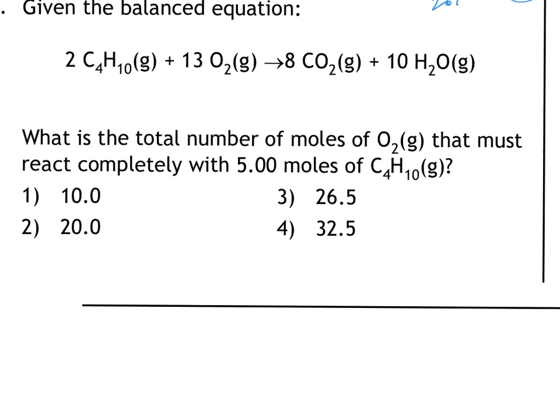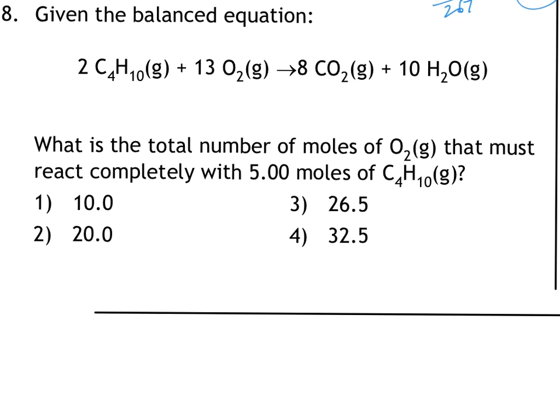All right, so let's try this next one. Given the balanced equation, which states that 2 moles of butane are combusting in the presence of 13 moles of oxygen to produce 8 moles of carbon dioxide and 10 moles of water. We want to know the total number of moles of oxygen that must react completely with 5 moles of butane. Now currently we have 2 moles of butane combining with 13 moles of oxygen, but they want to know how much oxygen is required to combust with 5 moles of butane.